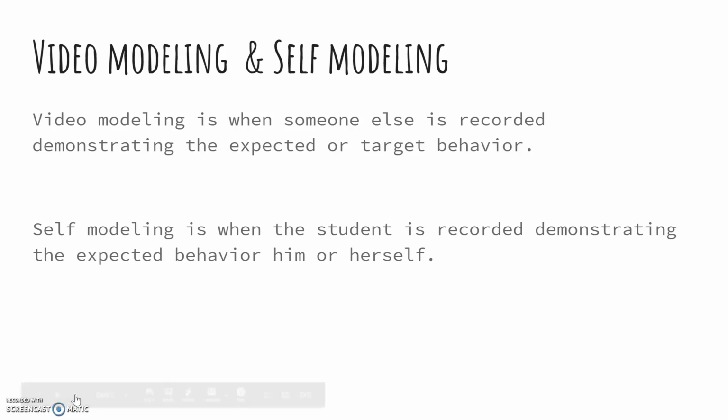Video modeling and self-modeling are very similar and are used in the same way. Video modeling is when someone else is recorded demonstrating the expected behavior or the target behavior. So it could be other students in the video, it could be staff, it could be a clip from something else that you have found that is demonstrating what your expected or target behavior is that you want the students to learn. Self-modeling is when the student is recorded demonstrating the expected behavior, him or herself.